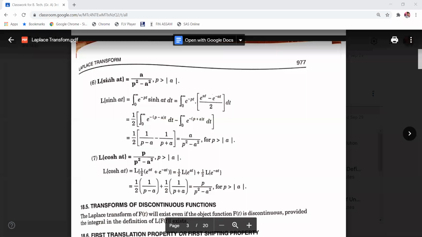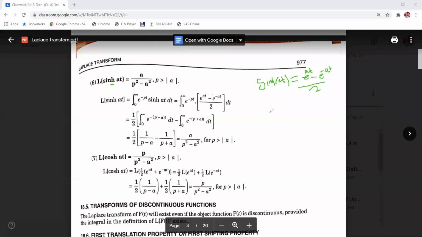Then Laplace transform of sine hyperbolic. This sine h is there, no? So this h is for what? Sine hyperbolic. Obviously you have already come to know about what a hyperbolic function is, but again, I am just giving the hint for that one. Sine hyperbolic at is nothing but, this is the definition of hyperbolic function, sine hyperbolic at equals e to the power at minus e to the power minus at by 2.